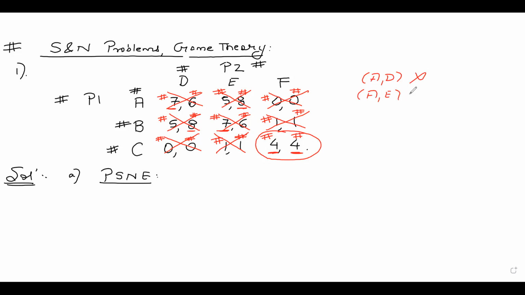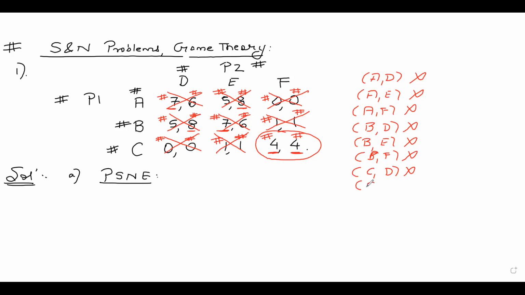A comma E is not the Nash equilibrium. A comma F is not the Nash. B comma D is not the Nash. B comma E is not the Nash. We have eliminated all of these. B comma F is also not the Nash. C comma D is not the Nash. C comma E is not the Nash.